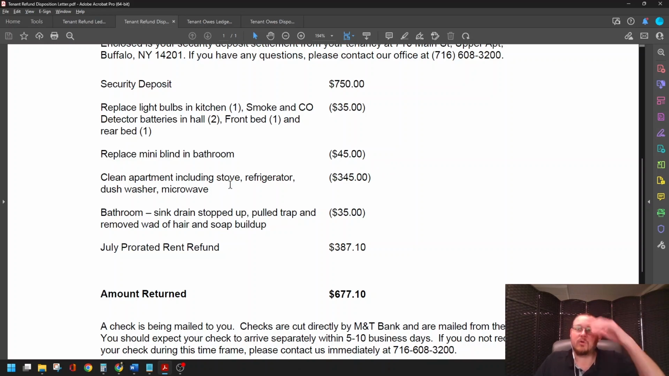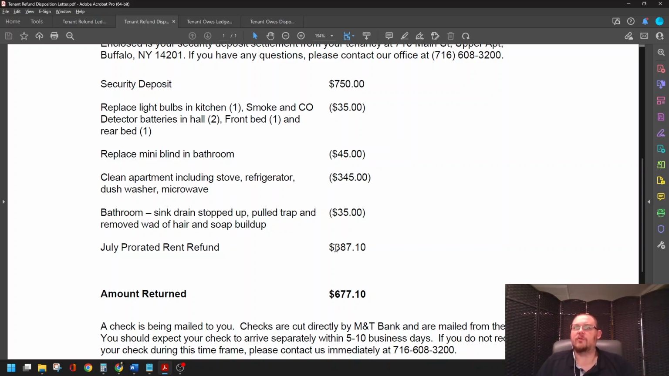And the apartment was not returned to us in the same condition with which the apartment was given to them. And we actually had to have somebody go in and deep clean, which is why we have a charge for over $300 just to clean up their apartment. In the bathroom, I think it was the bathroom lav sink was stopped up with a wad of hair, so that had to be repaired as well.